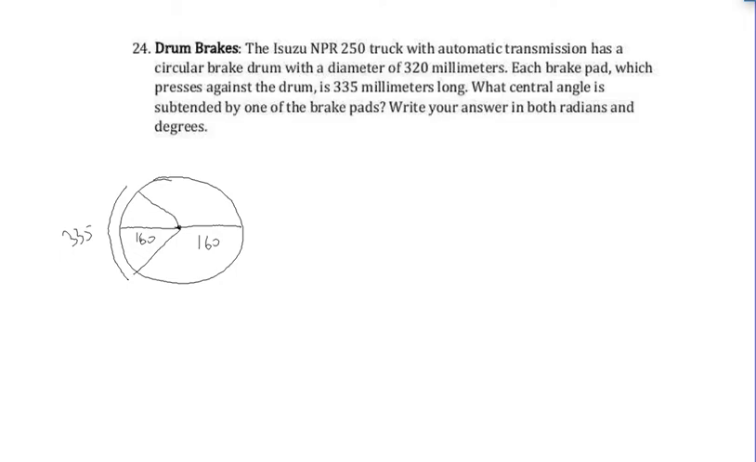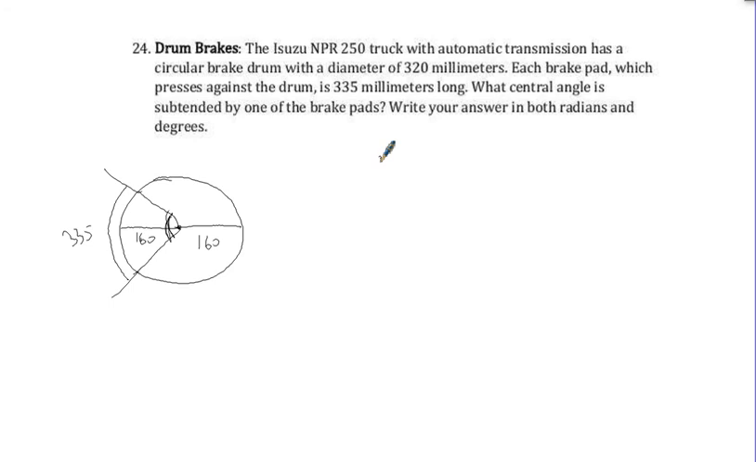Number 24 has a real-world example with the brakes in your car. This particular car we're talking about is a truck that's got an automatic transmission. It tells us that the diameter is 320 millimeters, so I know the radius is 160. And they want us to find this central angle written in degrees and radians. This central angle would extend to the length of the brake pad at 335 millimeters in length.